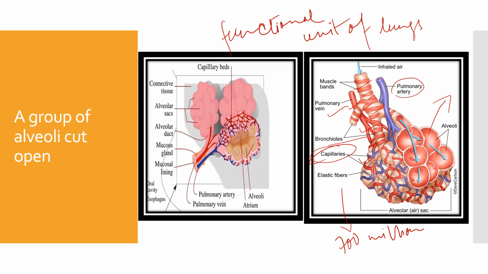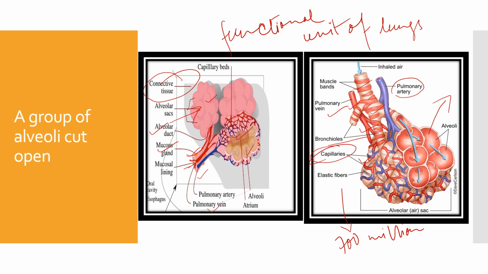These are the capillary beds. This is the connective tissue. These are all the alveolus sacs, and this is the alveolar duct. These are the mucus glands present in the alveoli, and this is the mucosal lining. Inside, it is the mucosal lining, and it also has a ciliated epithelium. In the mucosal lining, all the dust particles, microbes and bacteria get stuck. So there is a mucus lining inside these alveoli.